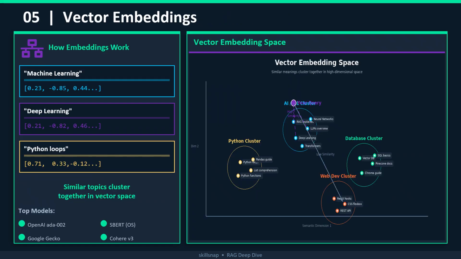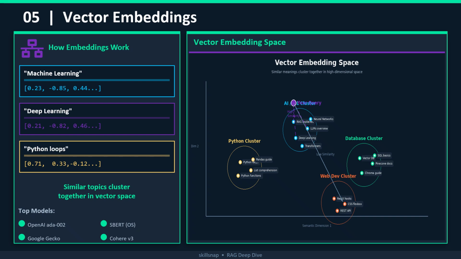Next is vector embeddings. If you have heard about embeddings earlier, this is quite an easy topic. It is nothing but converting text into a list of numbers, basically vectors, and these vectors have to capture the semantic meaning of the text, so that similar meanings produce similar vectors.